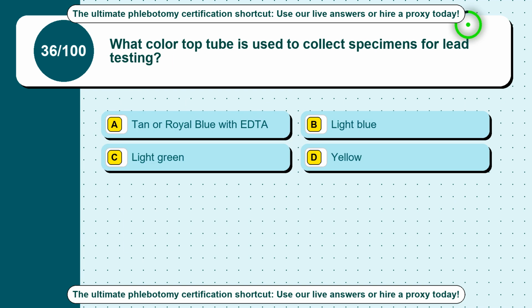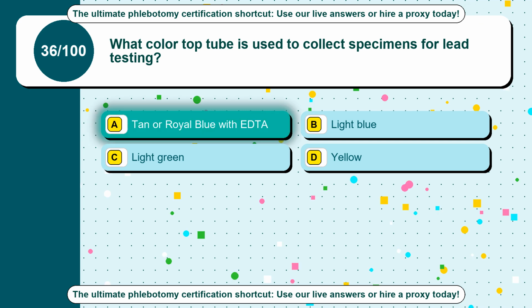Question 36. What color top tube is used to collect specimens for lead testing? Option A. Tan or royal blue with EDTA. Option B. Light blue. Option C. Light green. Option D. Yellow. The correct answer is option A.